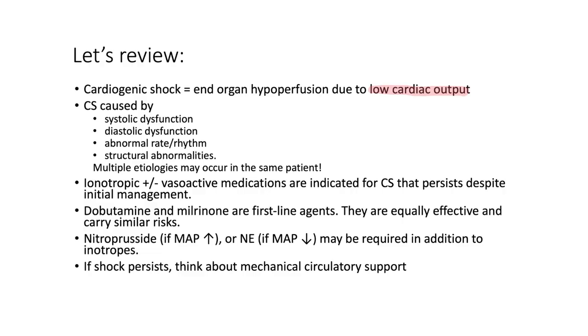Dobutamine and milrinone are first-line agents for management of cardiogenic shock and are equally effective for improving cardiac output and carry similar risks. Vasodilators such as nitroprusside can be used to decrease SVR if MAP is adequate, or vasopressors such as norepinephrine may be required when MAP is inadequate. Finally, mechanical circulatory support should be considered when patients fail to improve with first-line medical management.